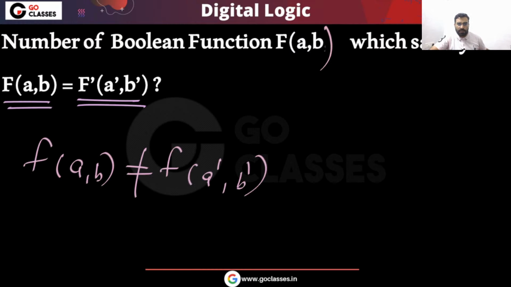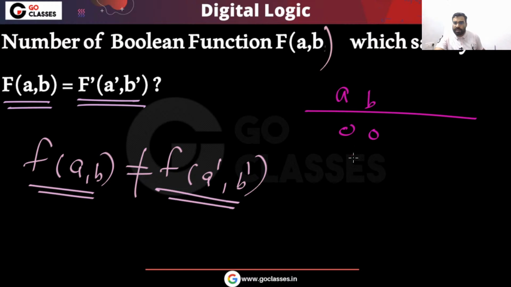Now these types of questions are very easy for you, yes or no? Please tell me. These questions are very easy now, because this question is saying that f(a,b) is equal to f(a bar, b bar). So I can say that f(a,b) is different from f(a bar, b bar). So basically it's like this.